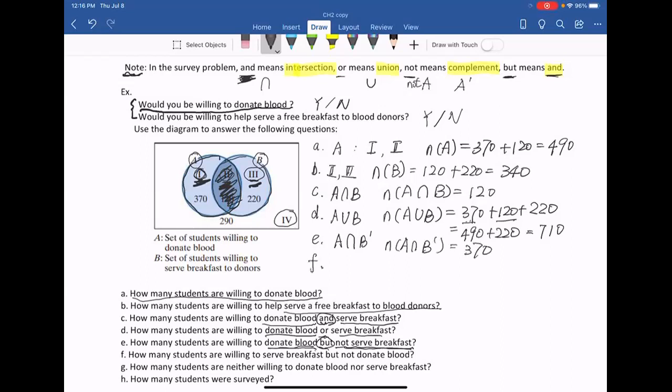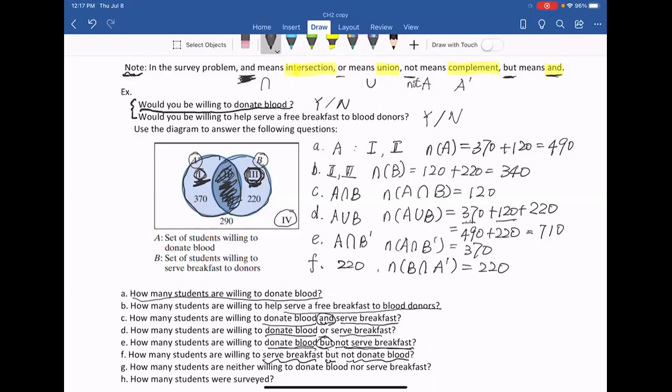Next one is F. How many students are willing to serve breakfast, but not donate blood? That's the same idea. That's region 3. Only serve the breakfast, not donate the blood. So I can just put 220, or I can write more detailed information, which is B intersect the complement of set A, which is 220, which is region 3.